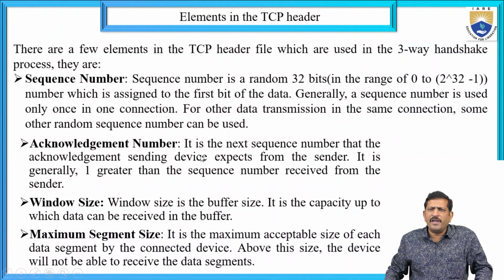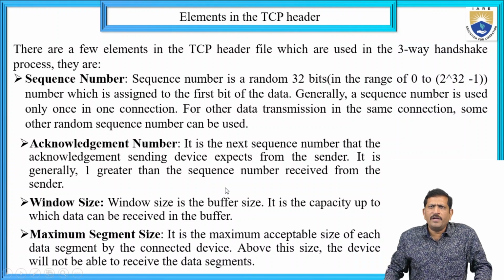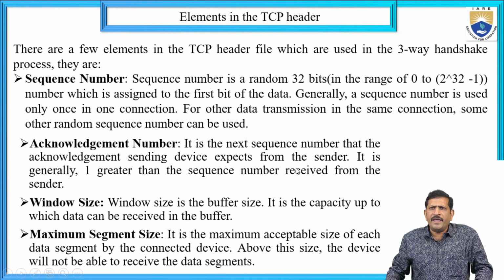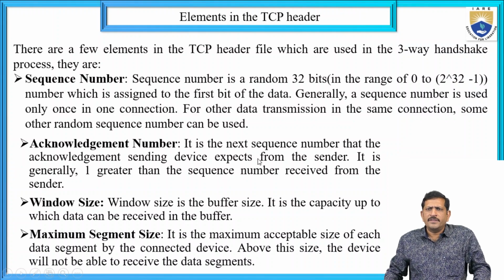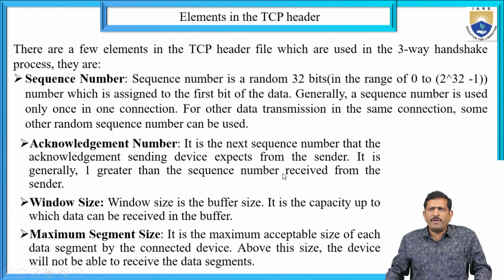Next, the acknowledgement number. The acknowledgement number is the next sequence number that the acknowledgement-sending device expects from the sender. It is generally greater than the sequence number received from the sender.